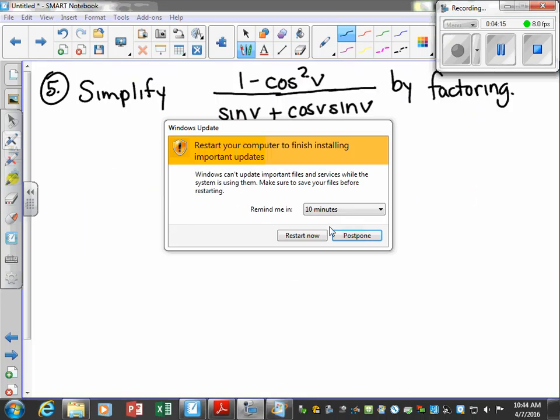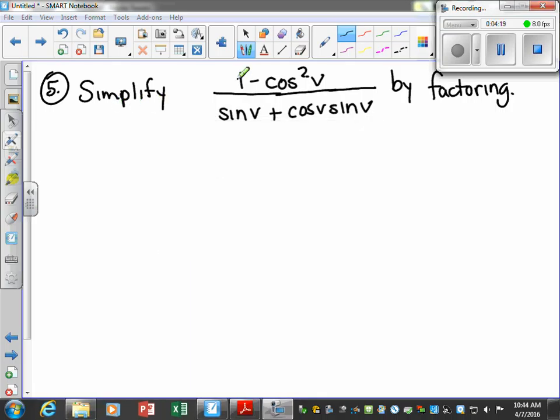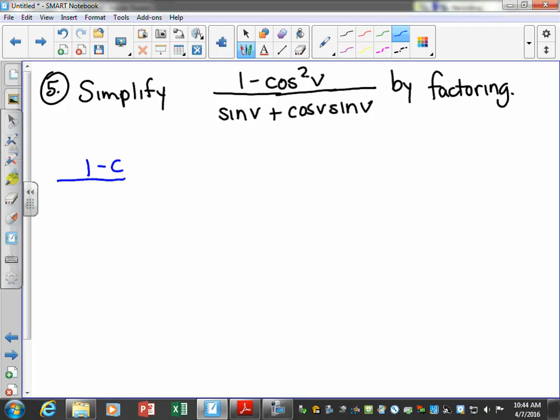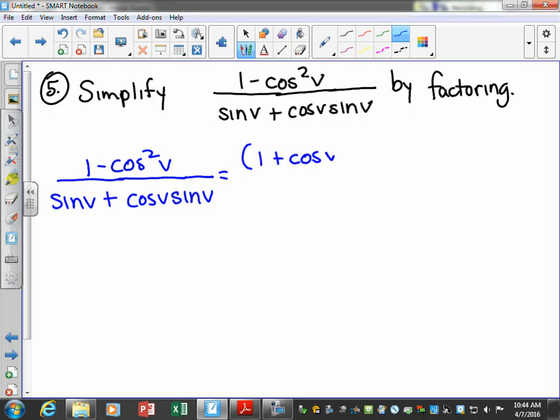Okay, the next example tells us to simplify this term by factoring. So first of all, let's just rewrite this. So I have 1 minus cosine squared v. Let me rewrite it so I have room to work. Cosine of v, sine of v. Okay, this is 1 minus cosine squared, and we're trying to factor. So this is actually a difference of perfect squares. So this factors out to be, if you remember difference of perfect squares, 1 plus cosine of v times 1 minus cosine of v, right? So you remember doing that from algebra.